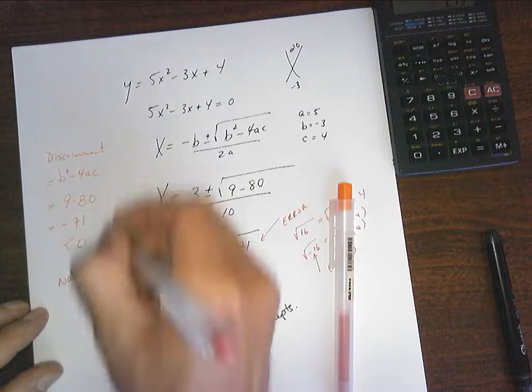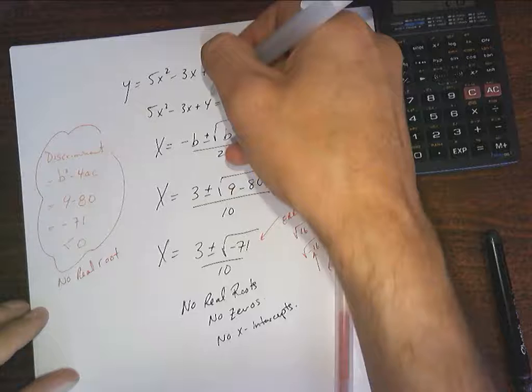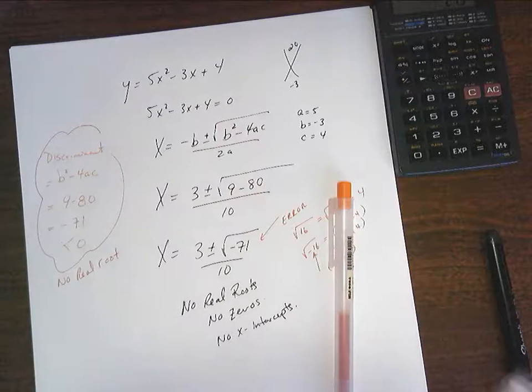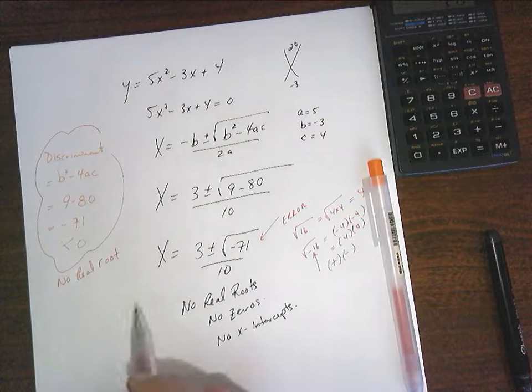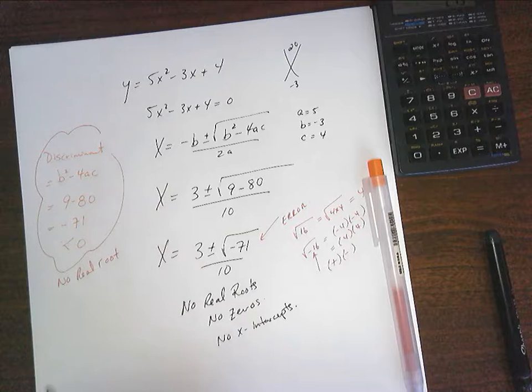So in fact, had I done this first, I didn't have to do any of the rest. I could just say, you know what? There's no point doing this. There's not going to be any zeros. There's not going to be any roots. There's not going to be any x-intercepts. And we would be done.